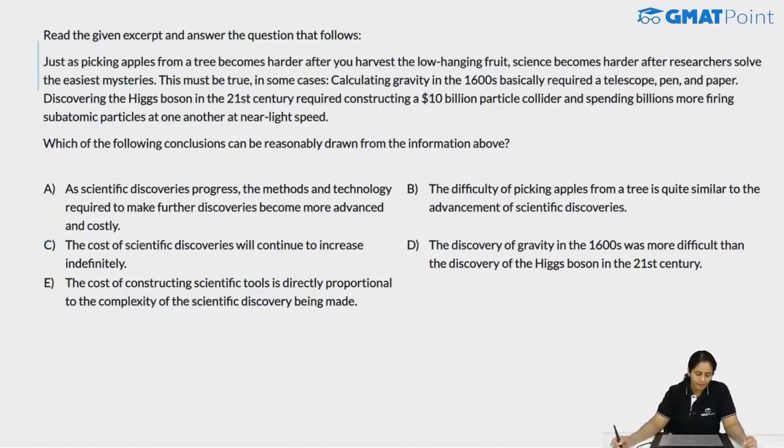So let's take a look at the paragraph. Just as picking apples from a tree becomes harder after you harvest the low-hanging fruit, science becomes harder after researchers solve the easiest mysteries. This must be true in some cases. Calculating gravity in the 1600s basically required a telescope, pen and paper. Discovering the Higgs boson in the 21st century required constructing a $10 billion particle collider and spending billions more firing subatomic particles at one another at near light speed.